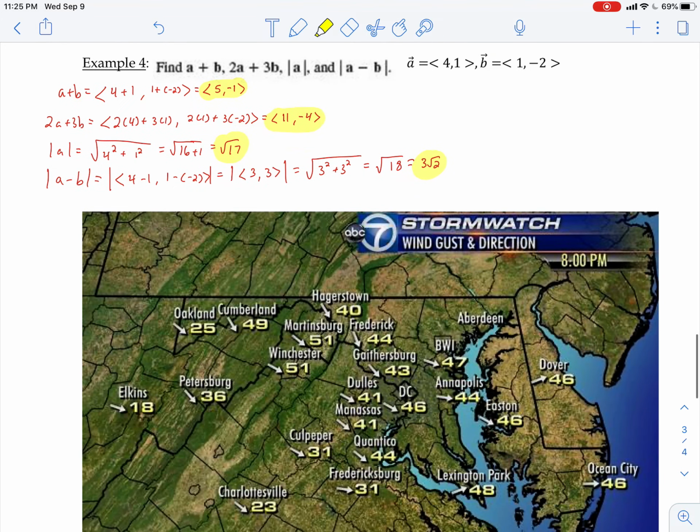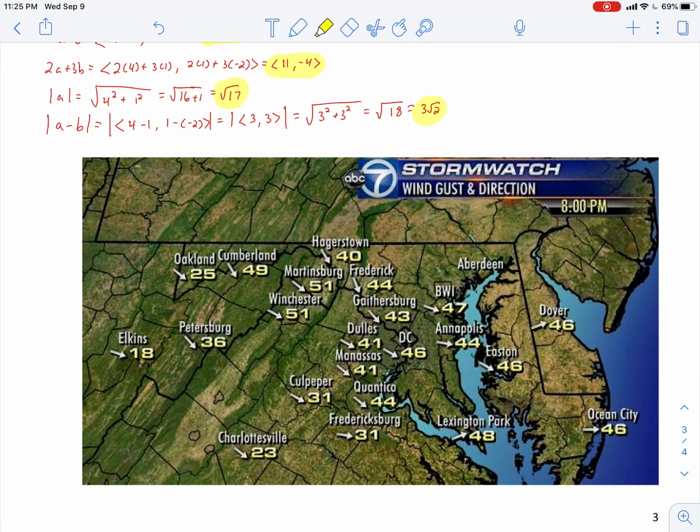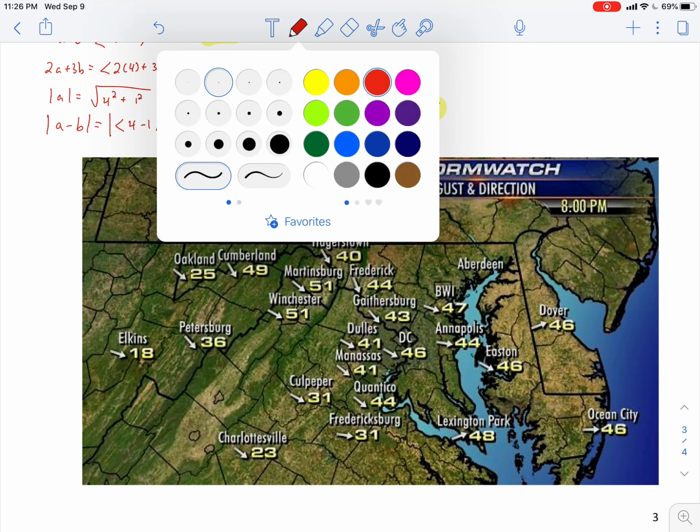Now, again, you're seeing vectors in everyday life here. These are not actual vectors, but it does give us a glimpse of the speed of the wind, so like 40 miles per hour, and it also gives us direction. So we can just look at this one at Charlottesville. So we're just going to compare 2 of these, all right? And so let's look at Charlottesville.